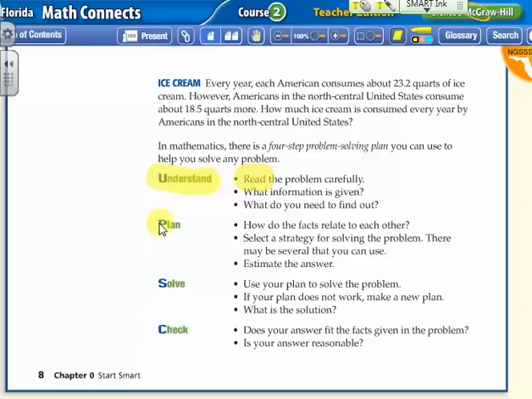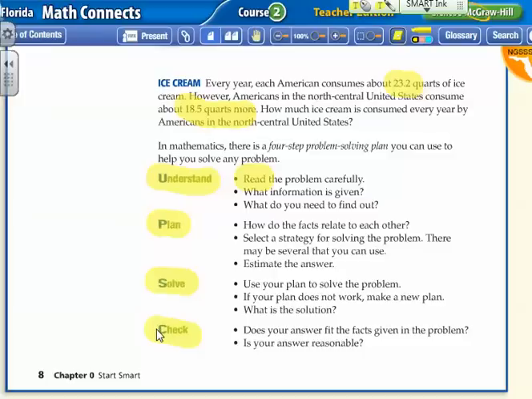Then we have to come up with a plan. That plan's going to entail going back and looking at the facts that they give you in the problem. It tells you here that the Americans in the north central United States eat 18.5 quarts more ice cream than a normal American, which is 23.2. So our plan here, more than, we're going to add, so we're going to add these two together. So you're just going to solve 23.2 plus 18.5. And then you can always go back and check your problems and make sure they're right.